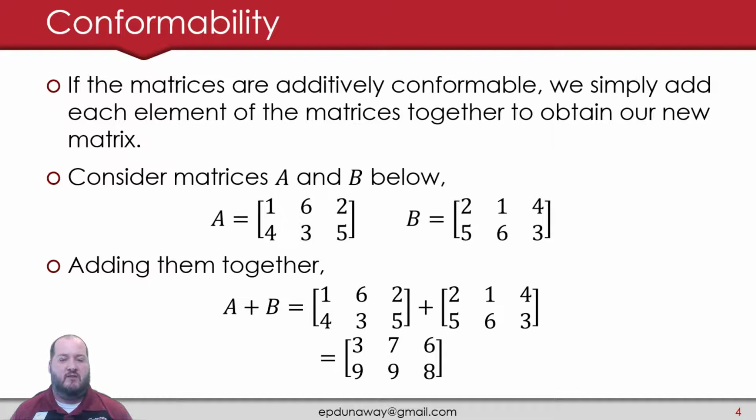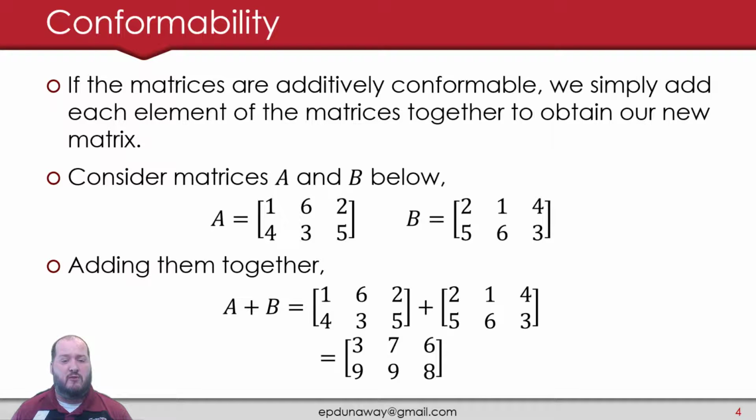Then the next one, in the first row, second column, 6 plus 1 is 7. First row, third column, 2 plus 4 is 6. Going on, I'm going to get 9, 9, and 8 for my second row. And that's all there is to it. That's a very straightforward way. The important thing, though, is that they have to have the same number of rows and columns, or else you won't have anything to add when you get to these misshapen matrices. And we just can't add them together in that case.